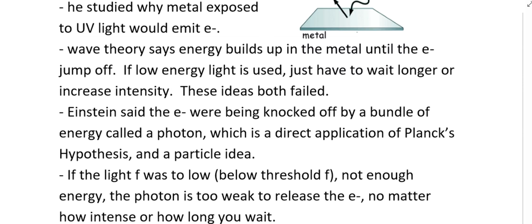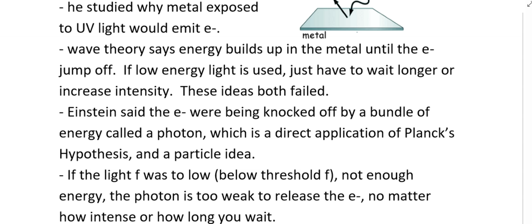Basically, if the light is below what's called the threshold frequency, the packet of energy, the photon, doesn't have enough energy. It's too weak. It's like a little bullet. The bullet's too weak to knock off an electron. It doesn't matter how long you wait. It doesn't matter how bright you make the light. It makes no difference. That little photon is too weak, not enough energy to shoot off an electron.